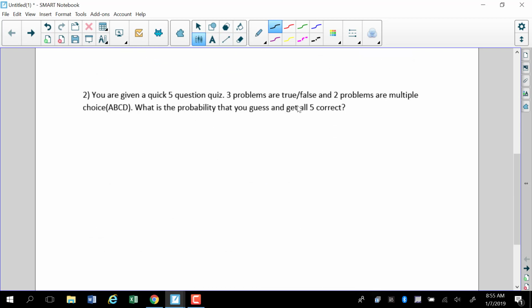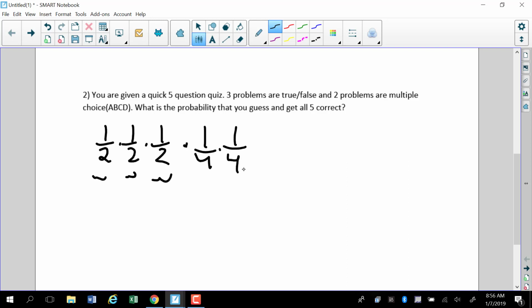So you're given a 5-question quiz. 3 problems are true, false, 2 problems are multiple choice. So again, this is a situation where they're independent. One outcome does not affect the other outcome. So if you have 3 true, false, you have a 1 in 2 chance of getting all the true, false correct. So these are the true, false questions. And you have a 1 in 4 chance of guessing on the multiple choice.